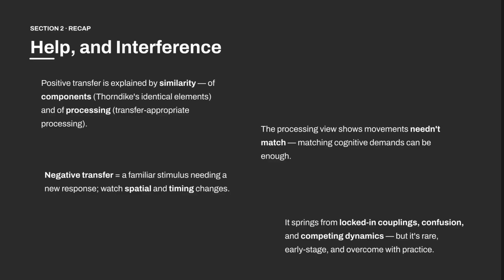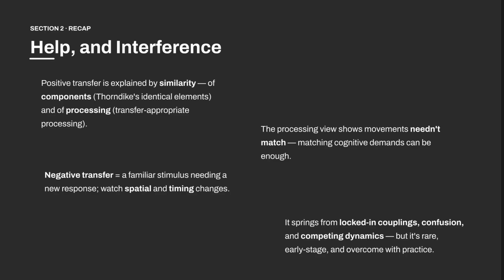Positive transfer is explained by similarity, and it comes in two forms. Similarity of components is Thorndike's identical elements theory. Shared movements and shared settings, with Bernstein's reminder that the real components may be deep control demands, not surface looks. Similarity of processing is the transfer-appropriate processing view, shared cognitive demands. And remember its big surprise, the movements needn't match at all if the thinking does.